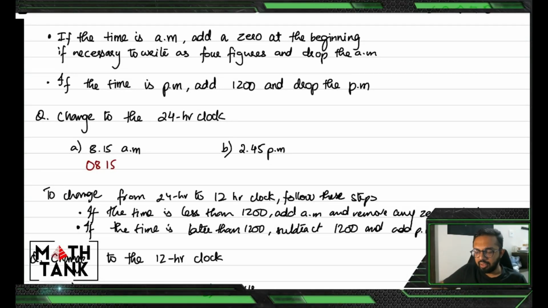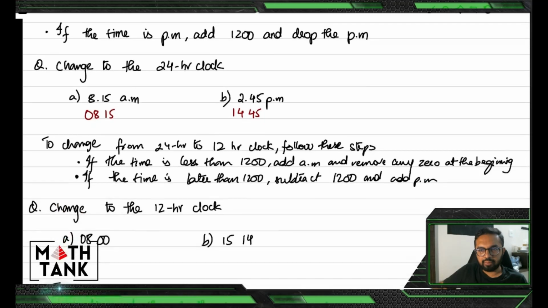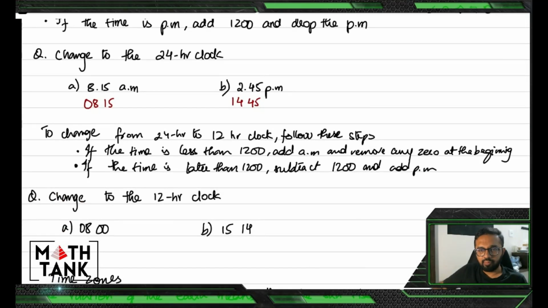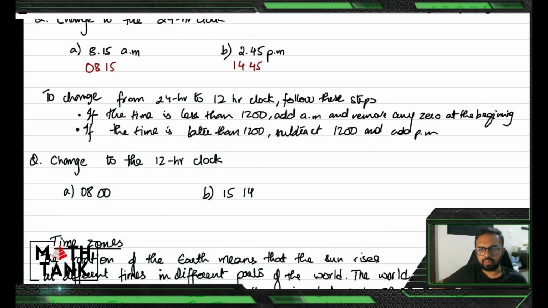For PM, I see that it's 2:45 p.m. So I'm going to add 1200 to it. 1200 added to it will make it 14:45, and I will drop the PM as well. So that's the 24-hour clock for 2:45. This is a basic adjustment that you should be able to do. And I could also ask you the reverse adjustment, to change from the 24-hour clock to a 12-hour clock.